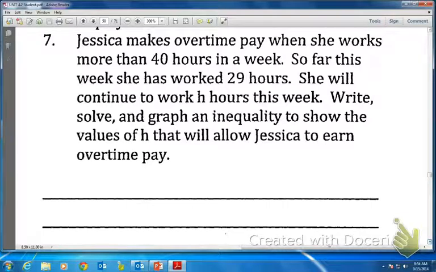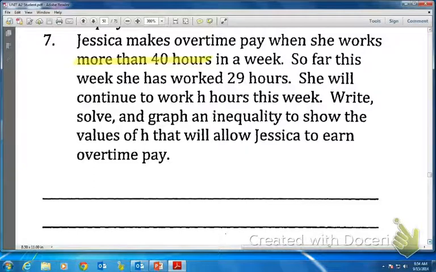Alright, word problems are always difficult, so I read it once by itself, and then I'm going to go back through and highlight things that I think are important in this problem that are going to help me solve it. So, let's see. Jessica makes overtime pay when she works more than 40 hours. Alright, more than 40 hours, that's important.